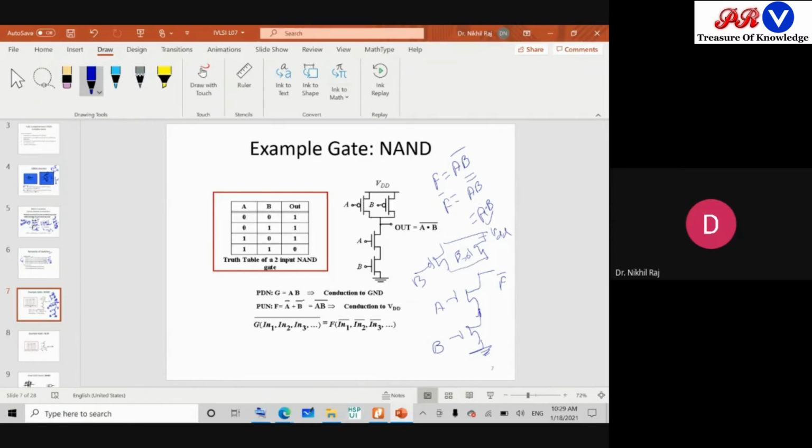So that is the NAND logic. What is the truth table? When 0 0 is there, 1 should be there. If either of the values is 0, then the output will be 1. If both are 1, the output should be 0.